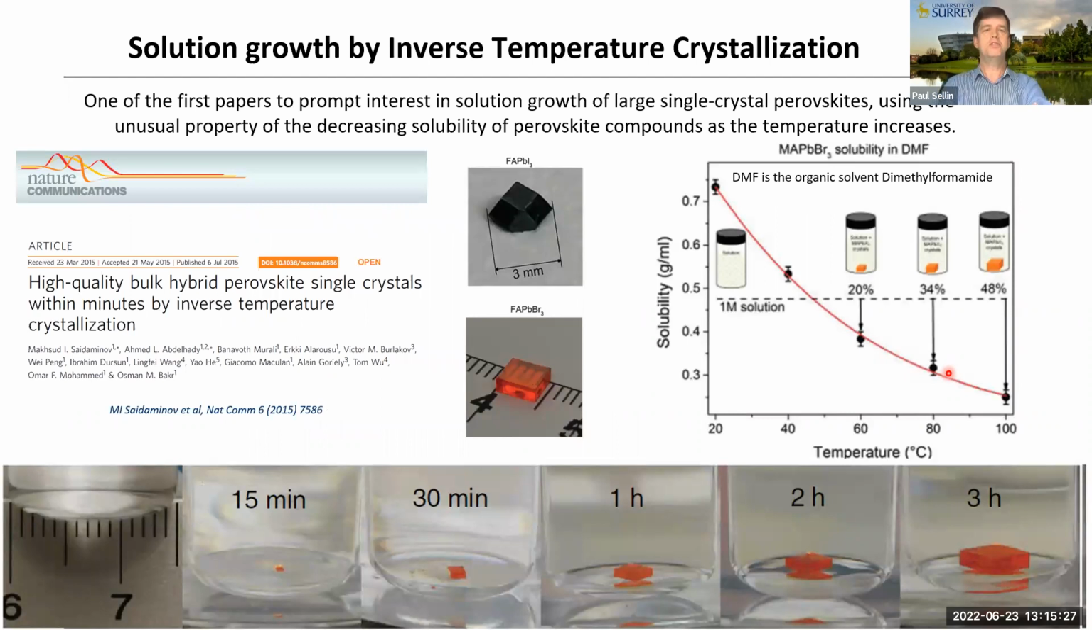So one of the first papers that really first discussed the growth of large single crystal perovskites was by Saidaminov, Nature Communications 2015. And they presented a solution growth method to grow perovskite single crystals. Now, if you're used to high pressure, high temperature wafer growth, such as using Bridgman or Czochralski, this is a very different approach. And essentially, it's an extension of the method used perhaps by high school students.